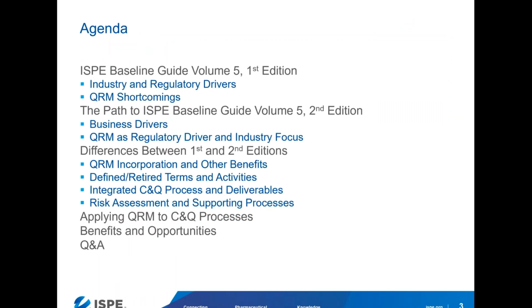So today we're going to be talking about Baseline Guide Volume 5, the revised version that came out last year. High-level agenda, I want to talk about what led to the original Baseline Guide, what led from that guide to the revision, some of the differences between the two editions, and then how to apply the concepts in that guide to your C&Q processes.